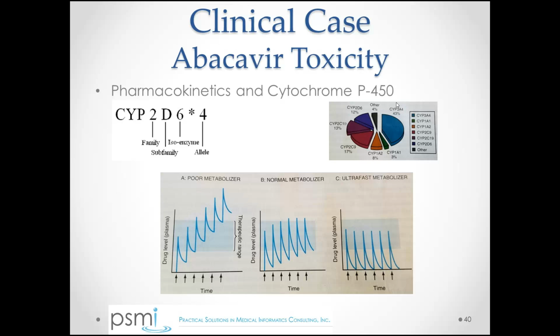They group these genes or the enzymes into families, and that's largely based on amino acid homology. And so when you look at the naming for a particular gene, in this case CYP2D6, you can kind of parse that a little bit. The 2 represents the family, the D represents the subfamily, the 6 represents the isoenzyme.